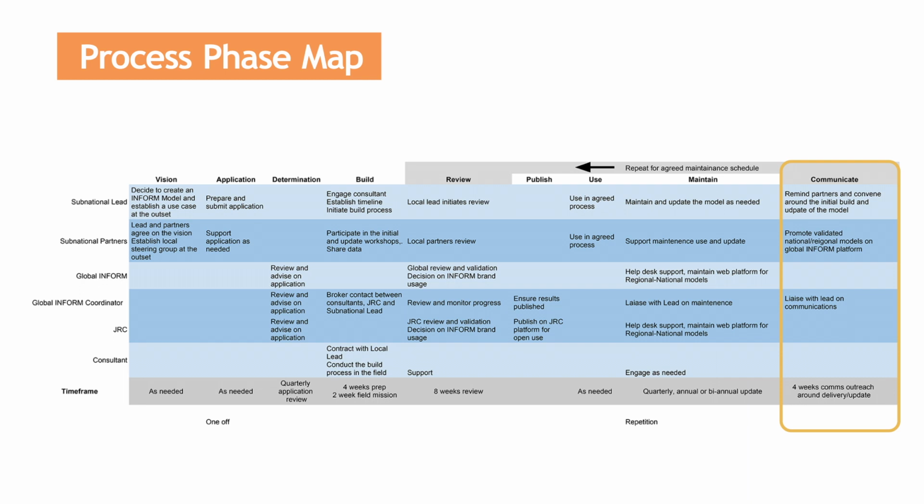And finally, the communications phase. An effective communication strategy helps partners see the value and utility of INFORM for their work. The subnational lead ensures dissemination and awareness of the model. Communication efforts should include blog posts, events, and also simply reminding partners about the analysis in ongoing meetings. INFORM global partners can also promote the model at the global level to make sure all partners know about it and want to use the material.